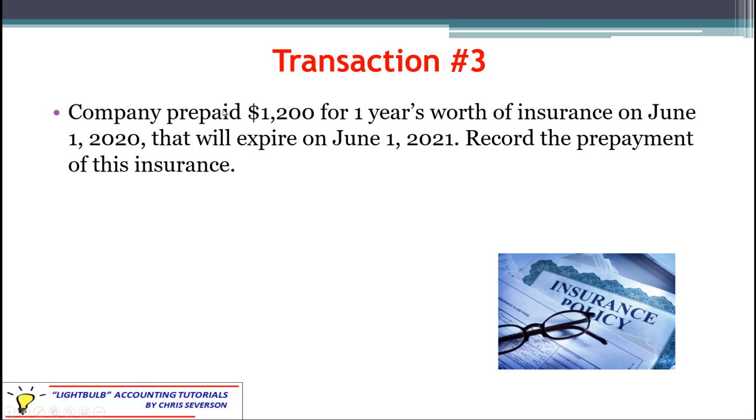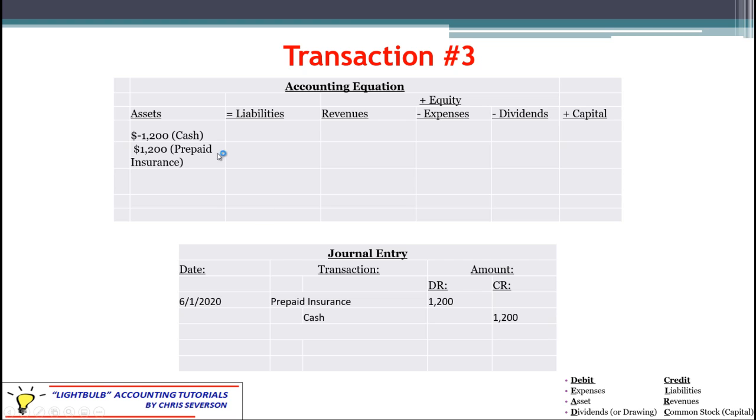So for transaction number 3, we're talking about a prepayment. In this case, they're prepaying $1,200 for 1 year's worth of insurance, so $100 a piece per month, on June 1st, 2020, that will expire on June 1st of 2021. We want to record the prepayment of this insurance. So we're decreasing cash since we're spending cash right off the bat. So we're negative $1,200 cash. We're increasing another asset, the prepaid insurance.